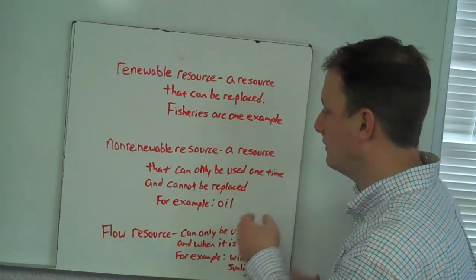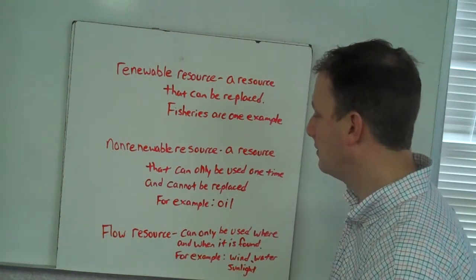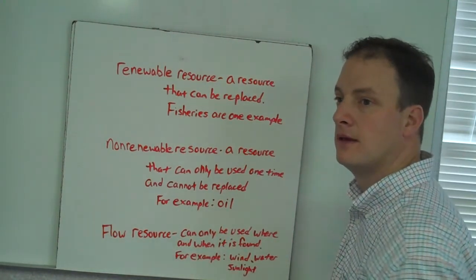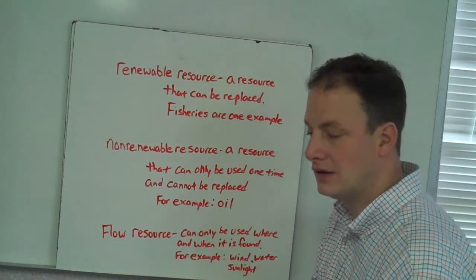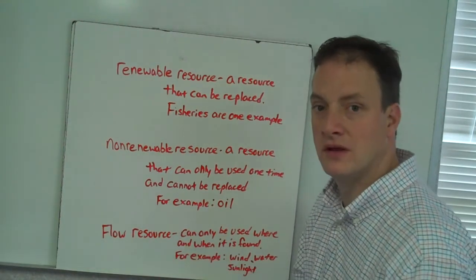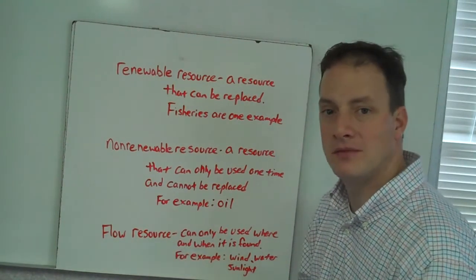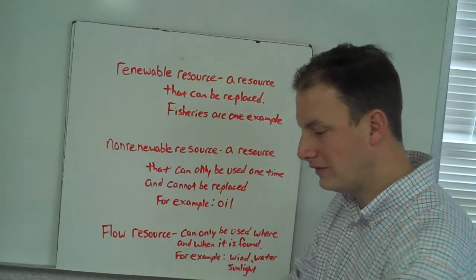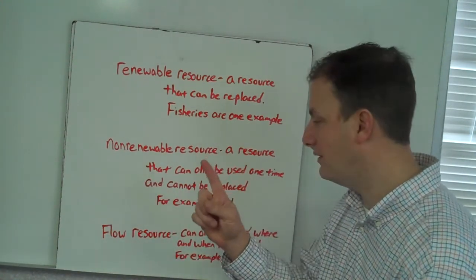Non-renewable resource is a resource that can only be used one time and cannot be replaced. For example, oil. If I go out and I get oil out of the ground with our oil wells, that area, once I've pumped it dry, it cannot be replaced again. More oil does not fill back in. It's a non-renewable resource, meaning only used one time.